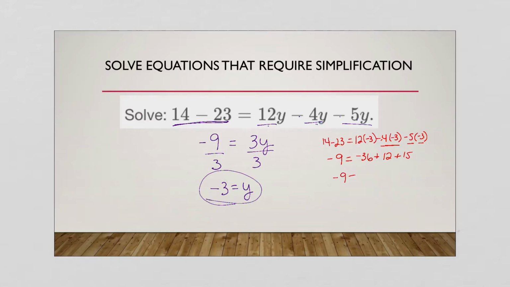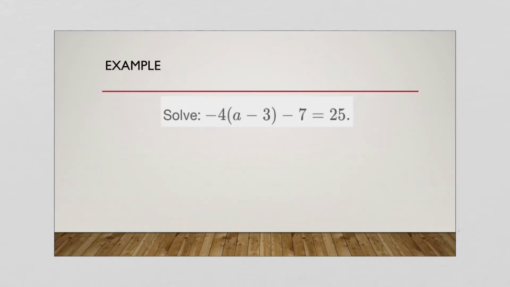So is -9 equal to -36 plus 12, which is -24? -24 plus 15 is -9. So that is correct. All right, on this problem, we are going to distribute and then combine our like terms.